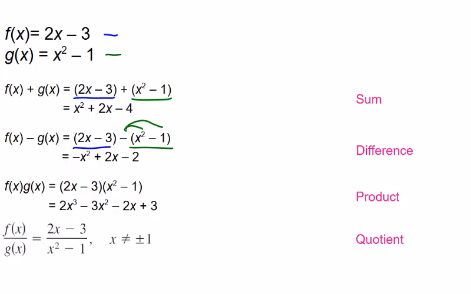We could say g of x minus f of x, right? We could switch the order of f and g and subtract that way, and our answer would be a little bit different. It would be the opposite of what we just got, so the signs would all change.